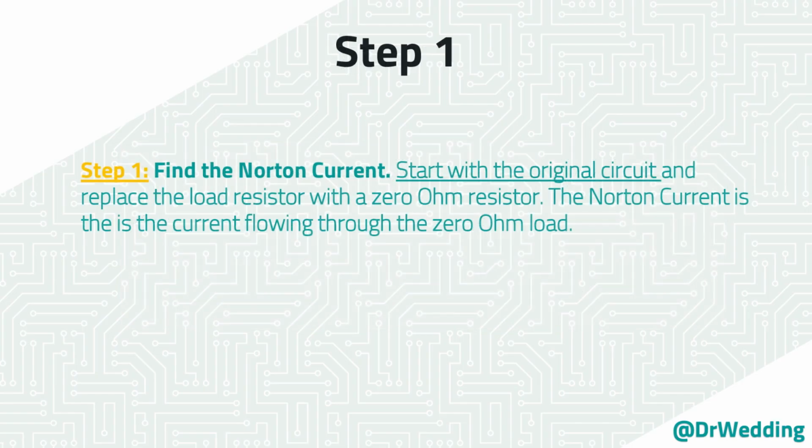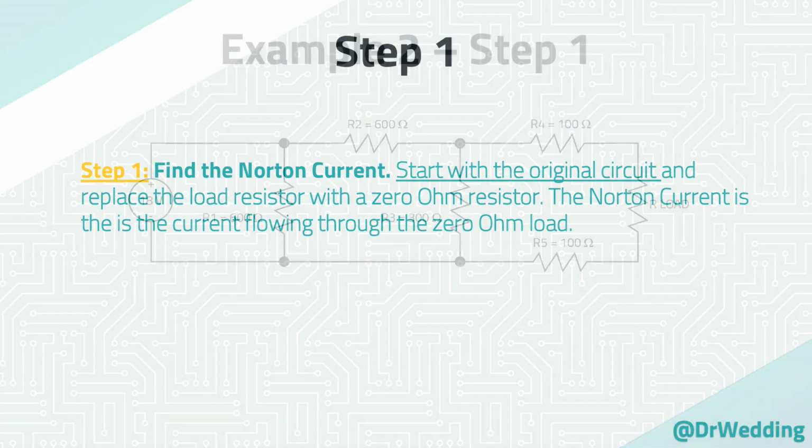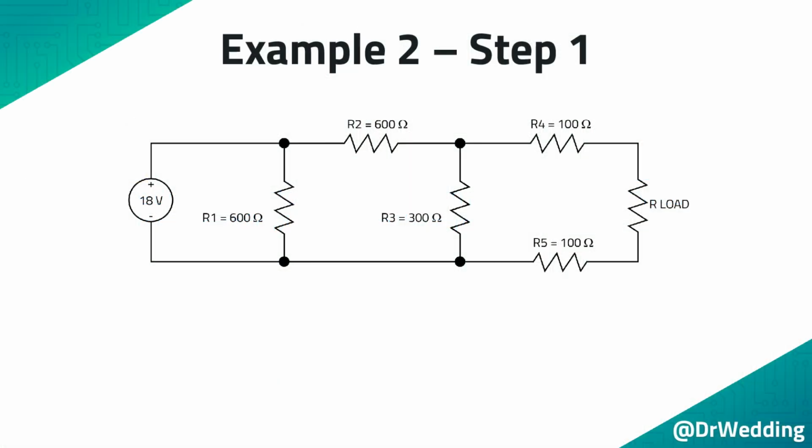Step 1. Find the Norton current. Start with the original circuit. Zero out the load resistor. The Norton current is the current through the resistors in series with the load. To find this value, you will need to zip and unzip the circuit.